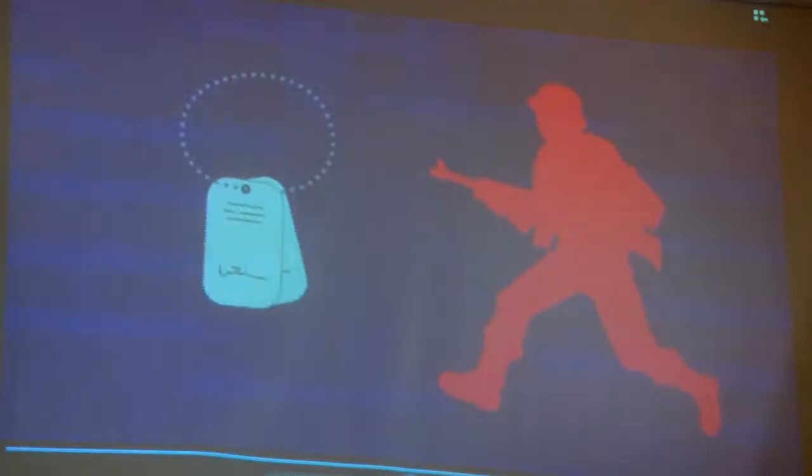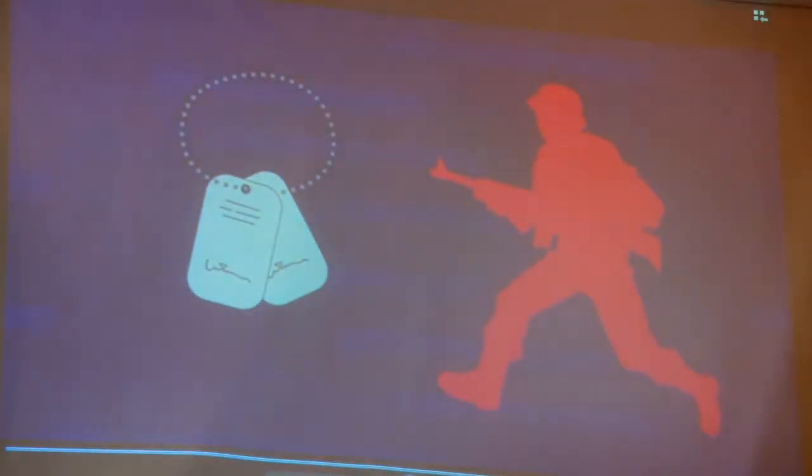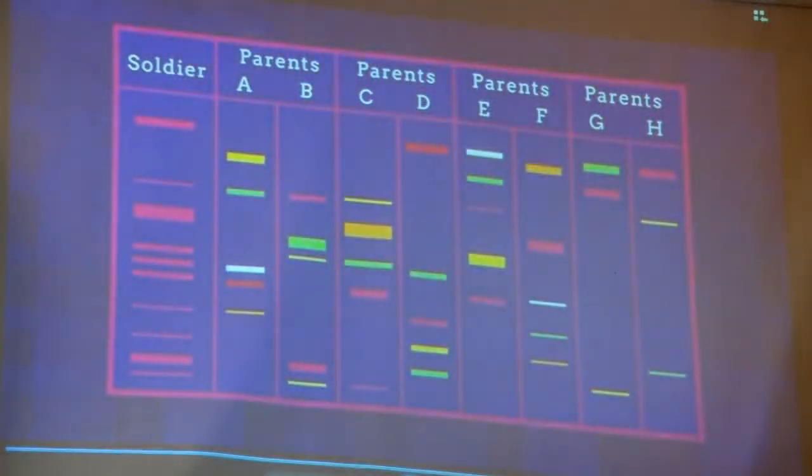Let's try another. A soldier has been killed in an explosion and has lost his dog tags that identify him. Three soldiers are missing from their unit, so the army asks the three sets of parents for a DNA sample so that they might compare it to the soldier's DNA and therefore make an identification. Remember, the soldier will only share half of his DNA with each parent. So which set of parents is the soldier the son of? Pause the video while you decide.